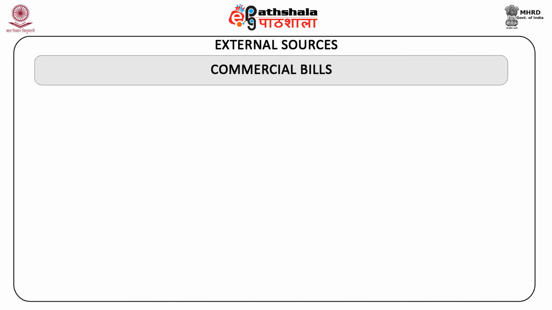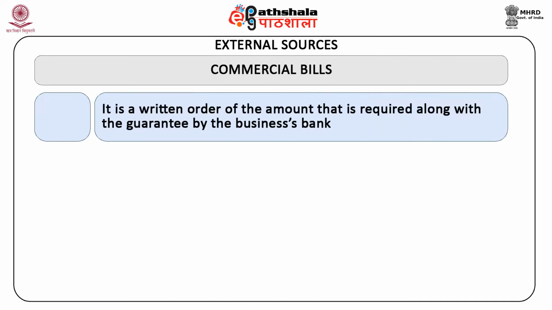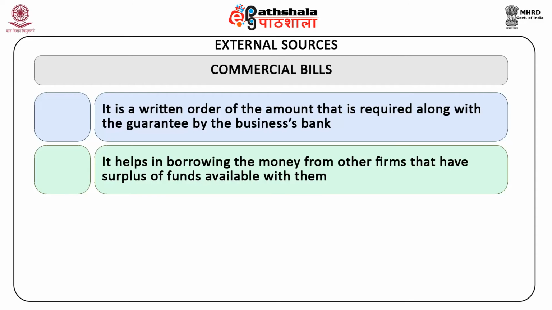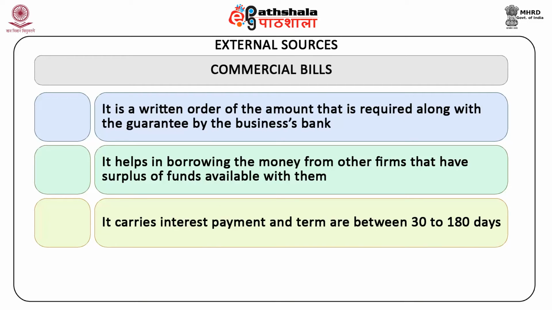Third is commercial bills. It is a written order of the amount that is required along with the guarantee by the business bank. It helps in borrowing money from other firms that have a surplus of funds available with them. It carries interest payment. The money along with interest amount is repaid to a particular person or business on a certain day in the future.